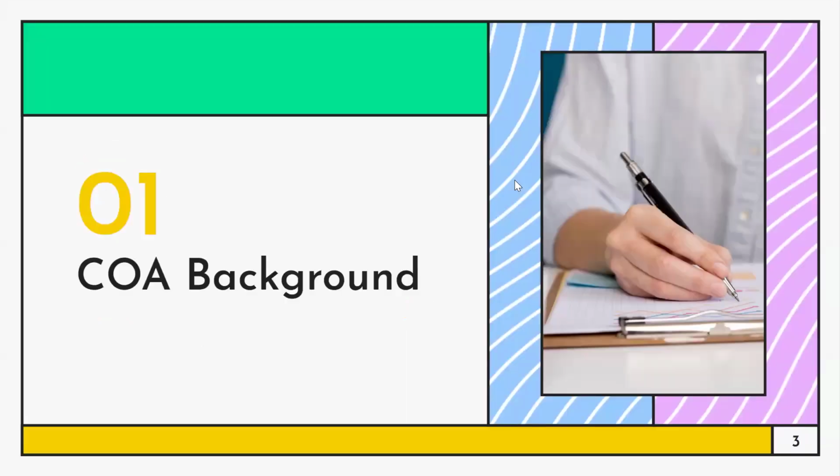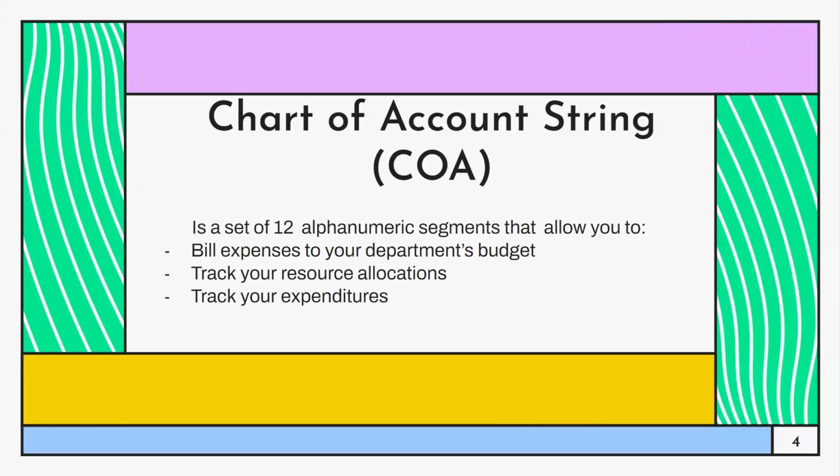So first, going into COA background. COA stands for Chart of Account String. It is a set of 12 alphanumeric segments that allow you to do the following. You can bill expenses to your department's budget from other departments, track your resource allocations, the amount you have to spend, and then you can also track your expenditures of everything that you've billed to your department.